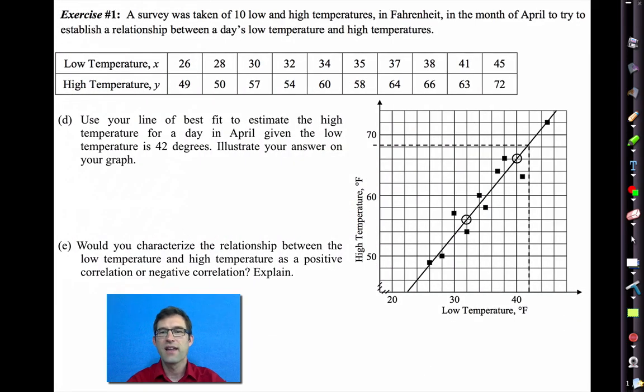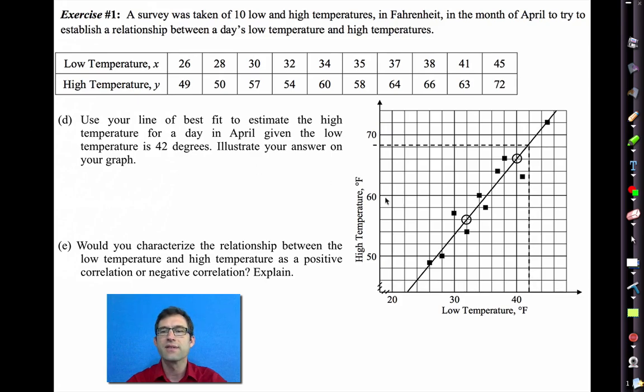All right, there's that line of best fit, right? And there are those 2 points that I used. Maybe that's a little bit of a better line. Letter D says, use your line of best fit to estimate the high temperature for a day in April, given the low temperature was 42 degrees. Illustrate your answer on the graph.